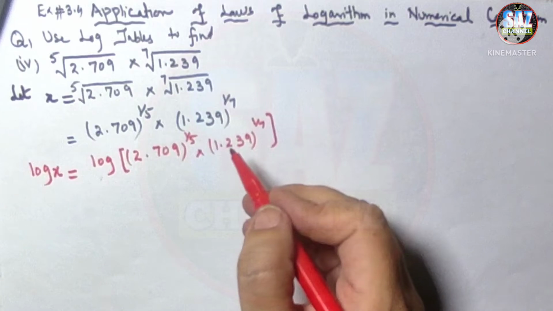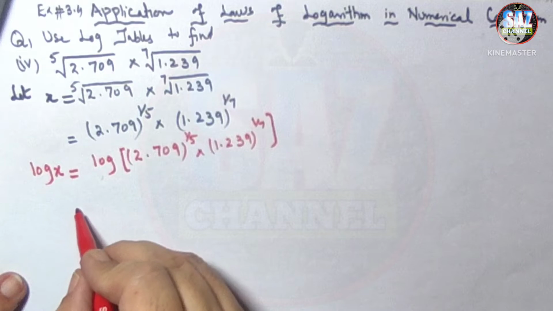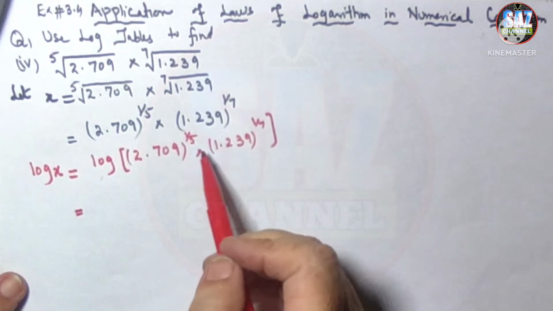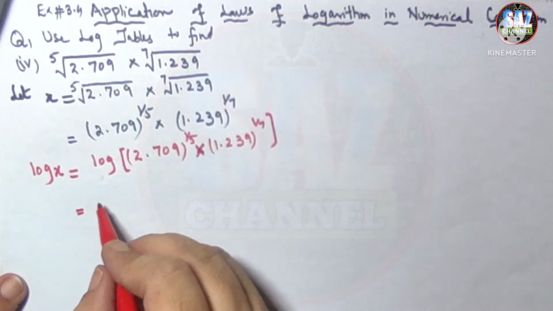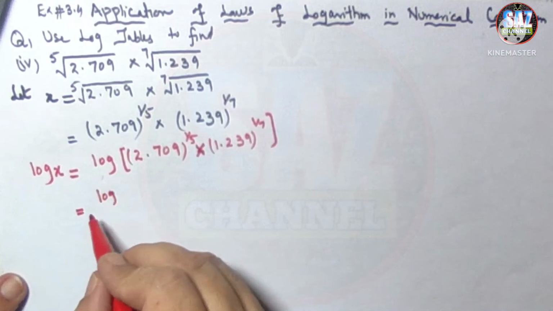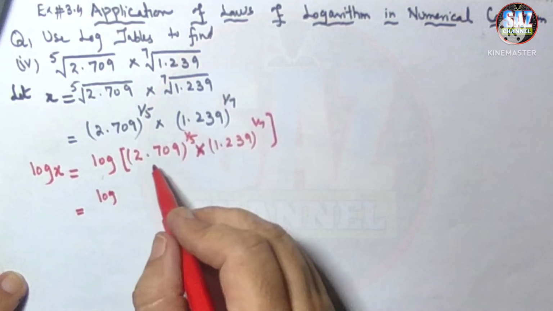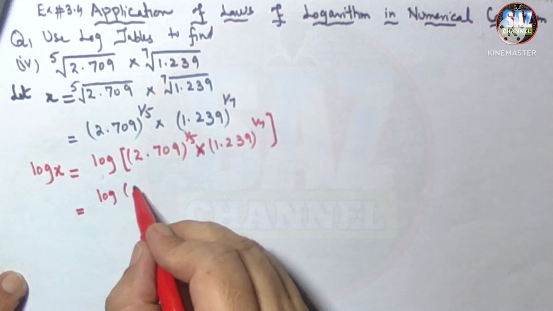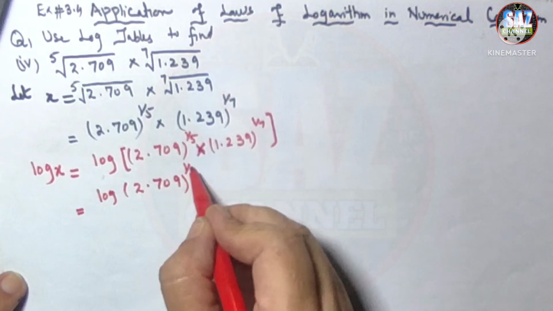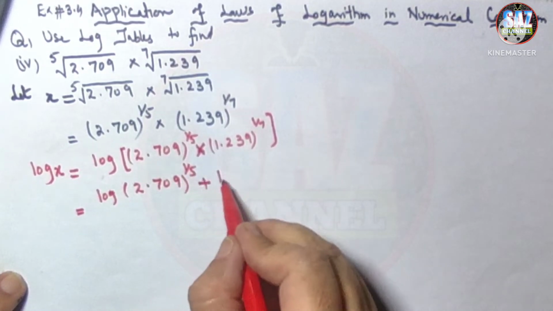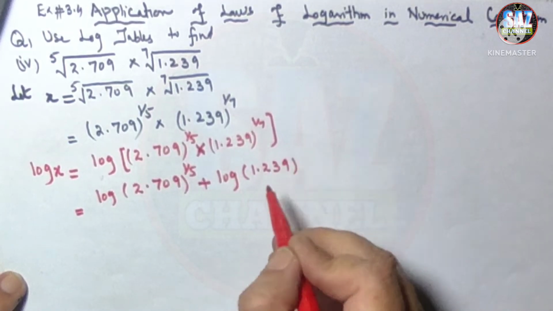Now at this stage you have to think about which law of log we can apply. Mainly overall the two numbers are in the product form. So what is the law that tells us what to do when two numbers are multiplied together? Log of the product of two numbers will be equal to log of the first number, 2.709 raised to power of 1 by 5, plus log of 1.239 raised to power of 1 by 7.